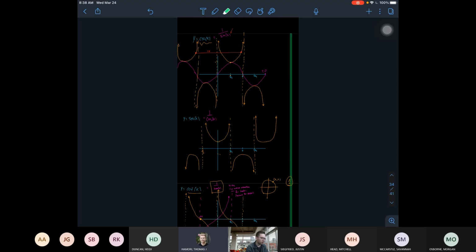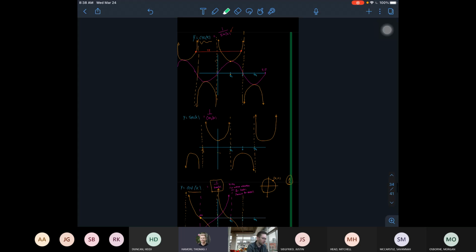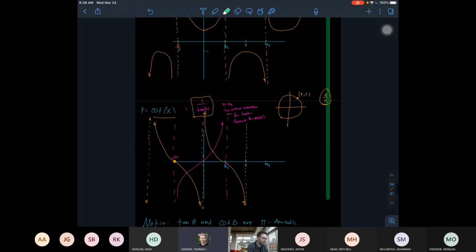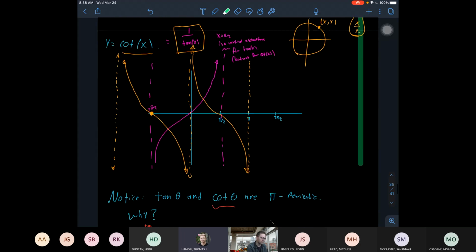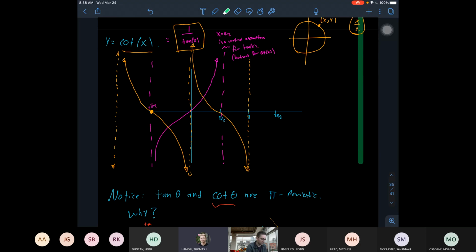So, if you want to see how you get the graph, well, you just take the height of the sine function at a given point and take 1 divided by that number, and that's how you get the height of cosecant. Same deal for cosine, and same deal for cotangent, which is then going to look basically like this.